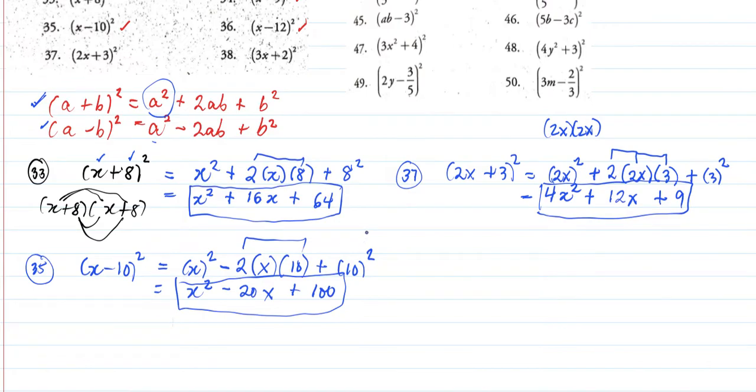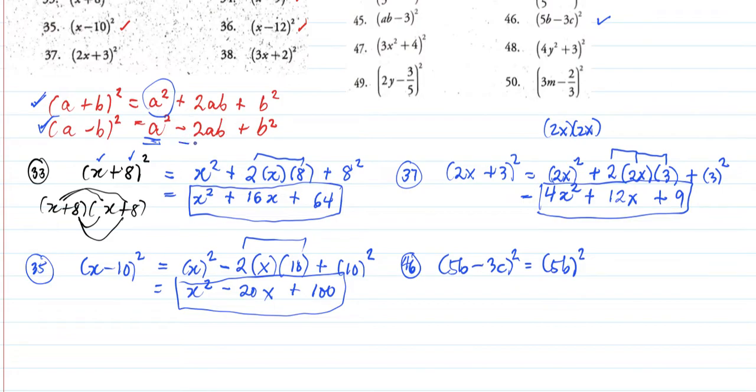Let's have another one. Let's try this one, number 46. That's 5b minus 3c squared. 5b minus 3c squared. Again, according to our formula, we have to square the first. It's 5b squared minus twice the product of the two. Minus 2 times 5b. Do not get the sign of 3c. So 3c na lang yan. Then finally, plus square yung last.